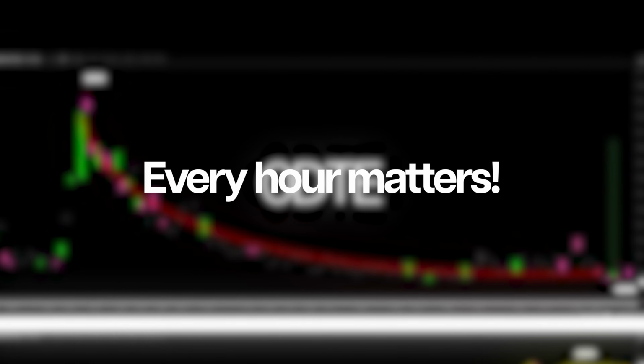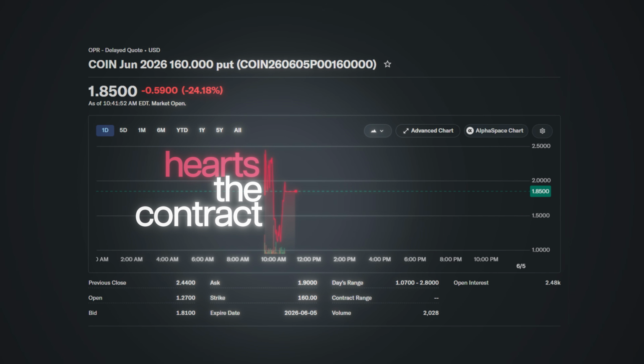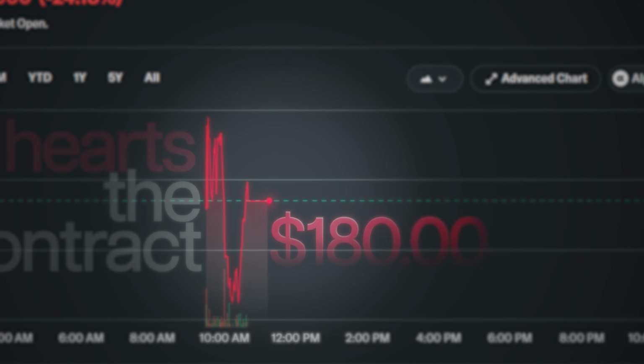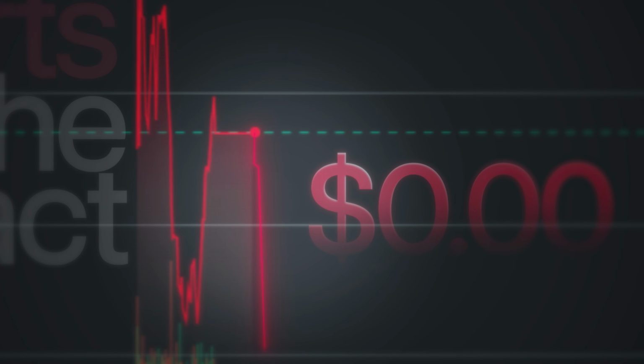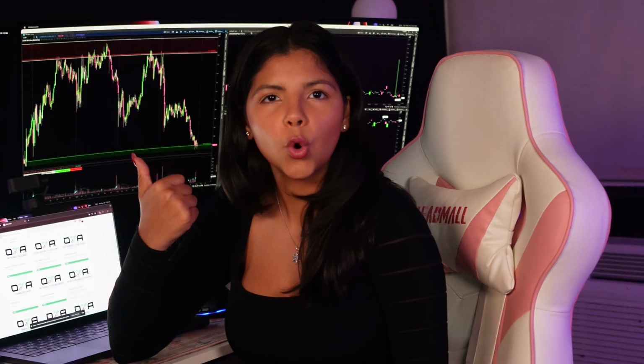Every hour matters. Every pullback hurts the contract. Every small consolidation stops it from profiting. And by the end of the day, there's no more extrinsic value left to protect the contract. That is why the 0 DTE put contract went all the way down to $0. Literally $0.00 and expired worthless. Even though Coinbase sold off all day, the contract did not have enough time value left. And if the strike price is still out of the money by expiration, the contract expires worthless.